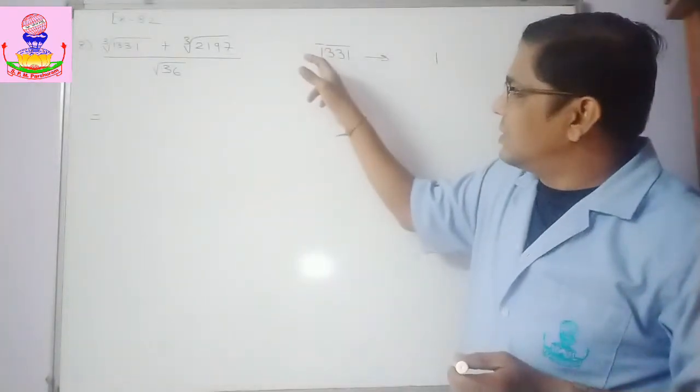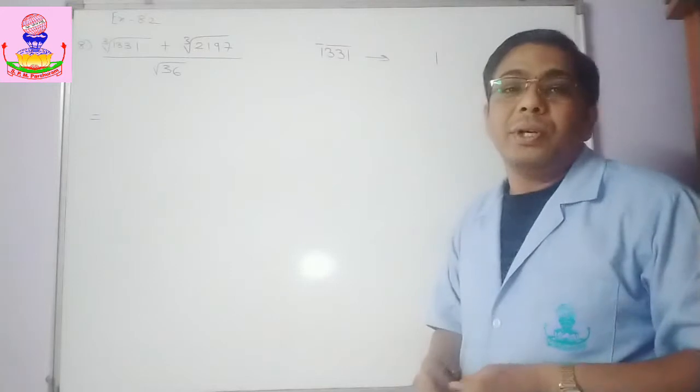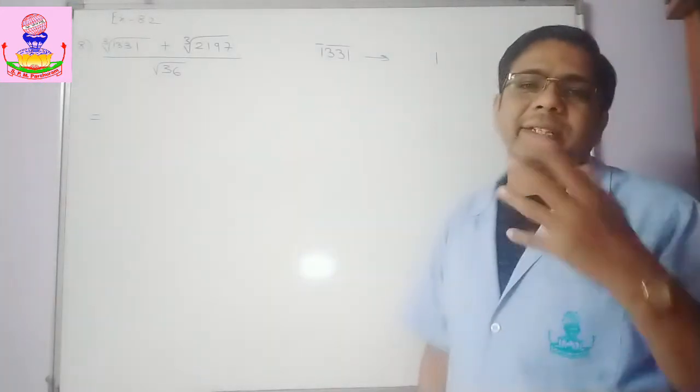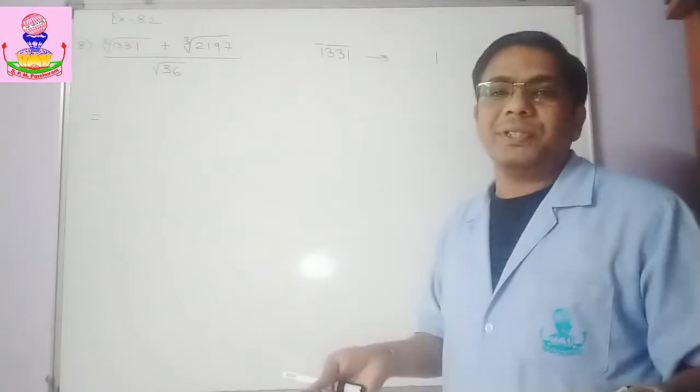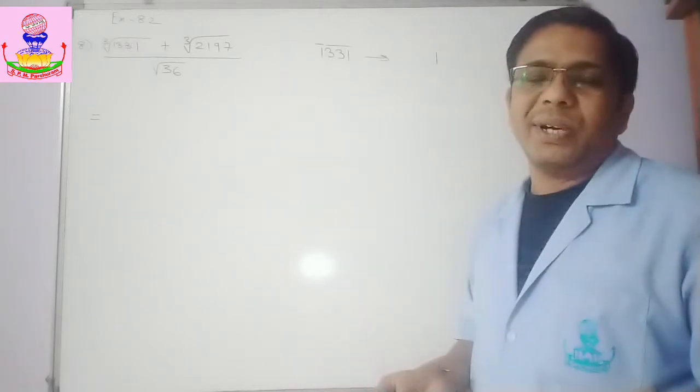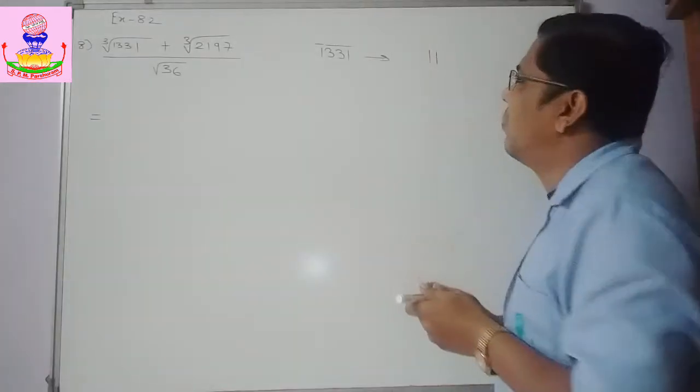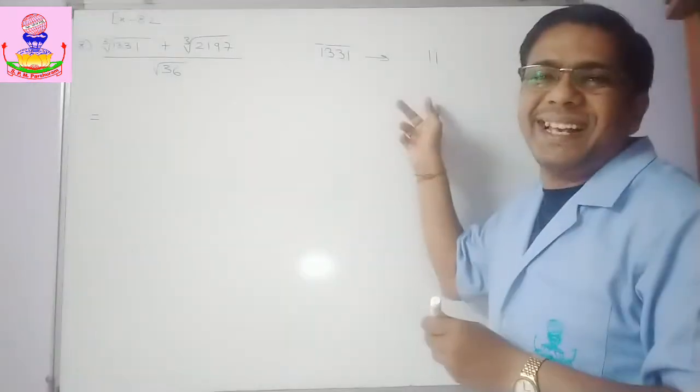And see the next group. What is there? 1. So subtract the nearest cube, or if it is an exact cube, subtract it from that. So 1 itself is a cube. So 1 cube minus 1 cube is 0. Okay. So which cube have you subtracted? 1 cube. So the answer is 11.